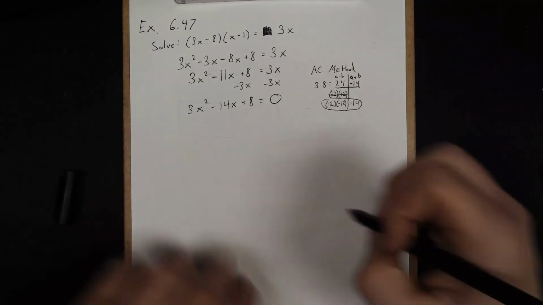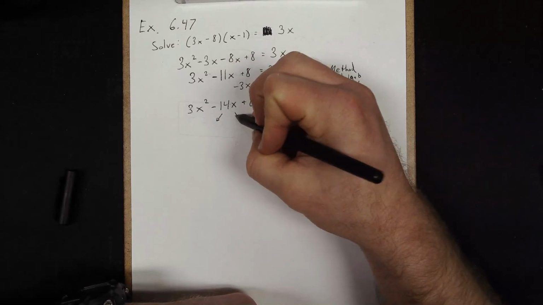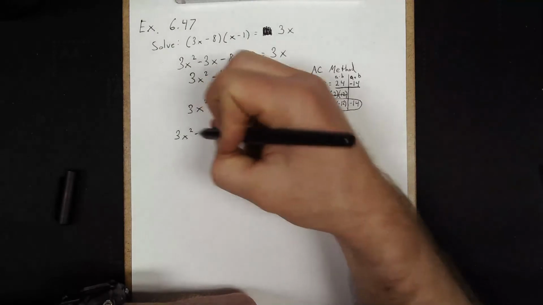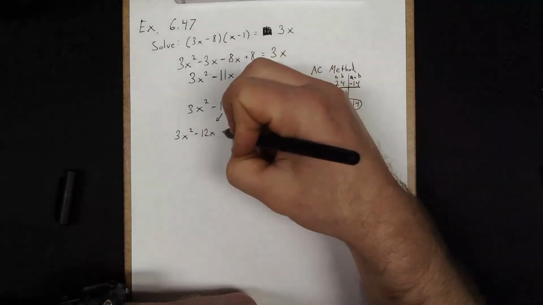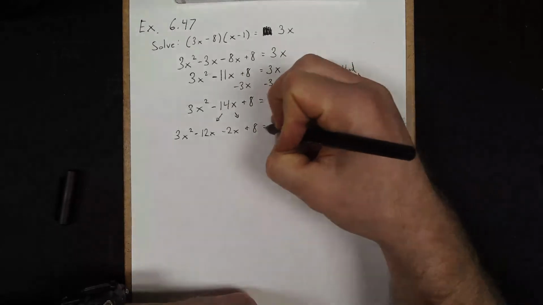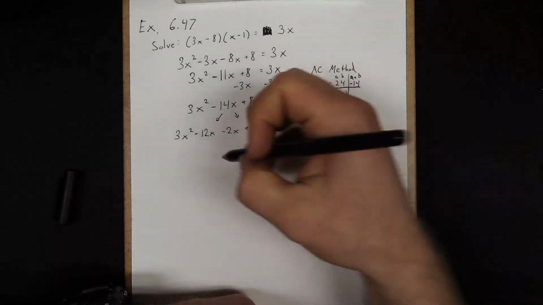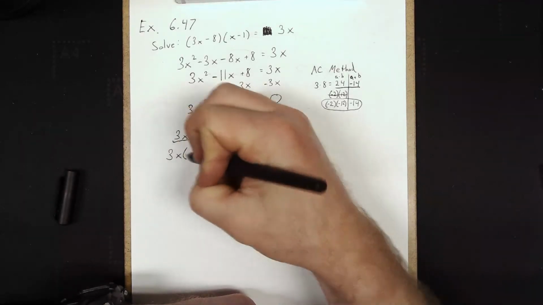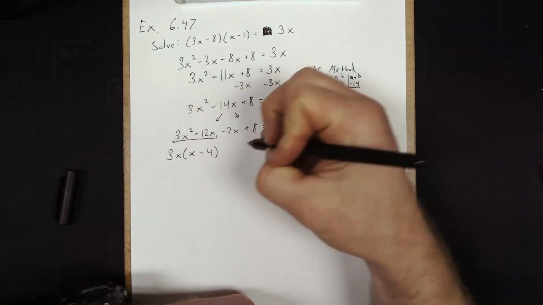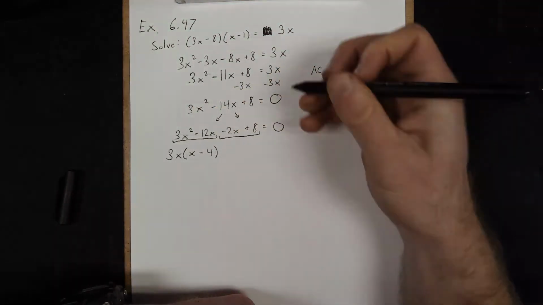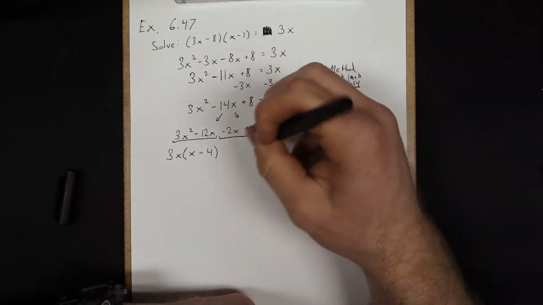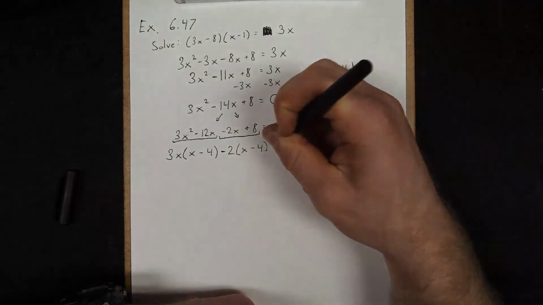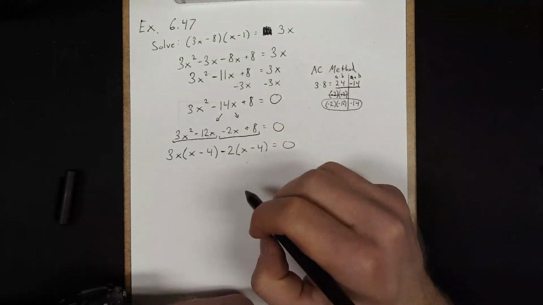We can come over here and break this up using those numbers. So 3x squared, and we'll say minus 12x minus 2x plus 8 equals 0. These have 3x in common, and we end up with x minus 4. These two, negative 2x plus 8, we'll take out a negative 2, and things should work out for us. They do. These are matching. That's what we want.